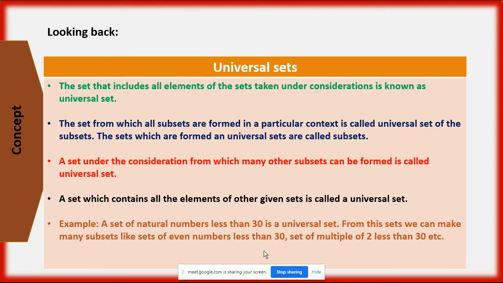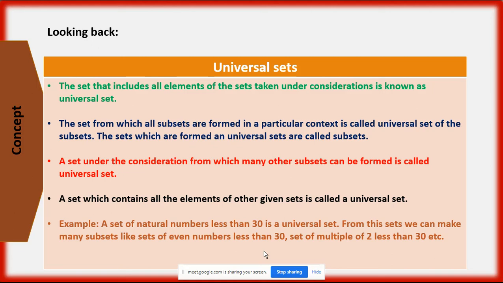Let's see. For the best definition, you can copy it. I have even recorded the video, so if some students are missing, I will upload it and they can go through it as well. The set that includes all the elements of the sets taken under consideration is known as the universal set. Did you get that?